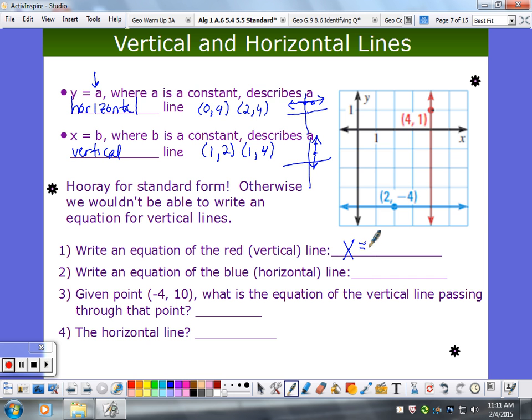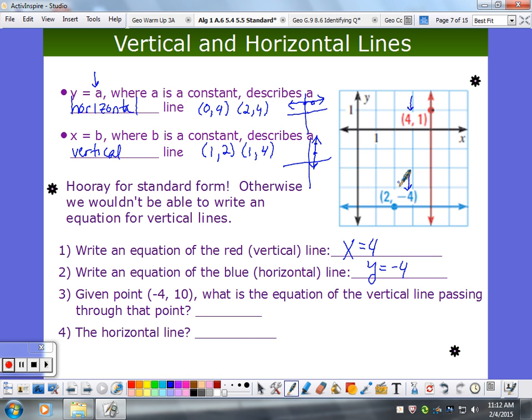Look at that. It's a vertical line, which means it's X equals. And what does X equal? 4. All right. Write an equation of this blue line. What is the equation of that blue line, a horizontal line? What do you think, Ben? What equals what? How'd you do that? Horizontal line is my Y equals. What does Y equal? -4. What do you think? Right?